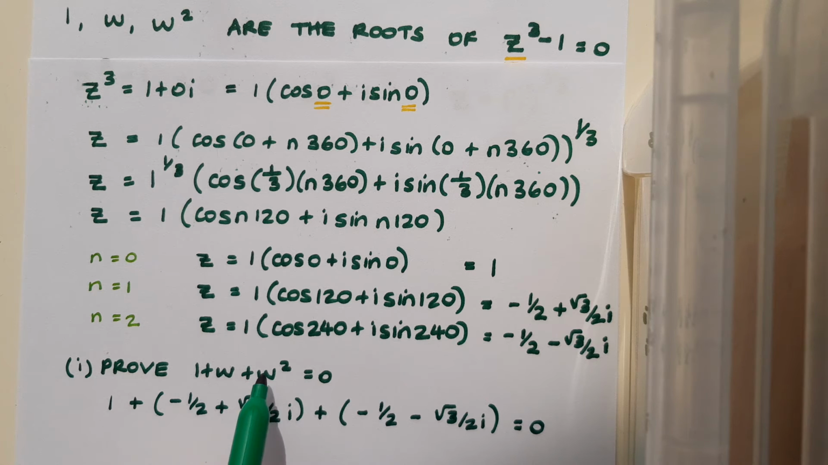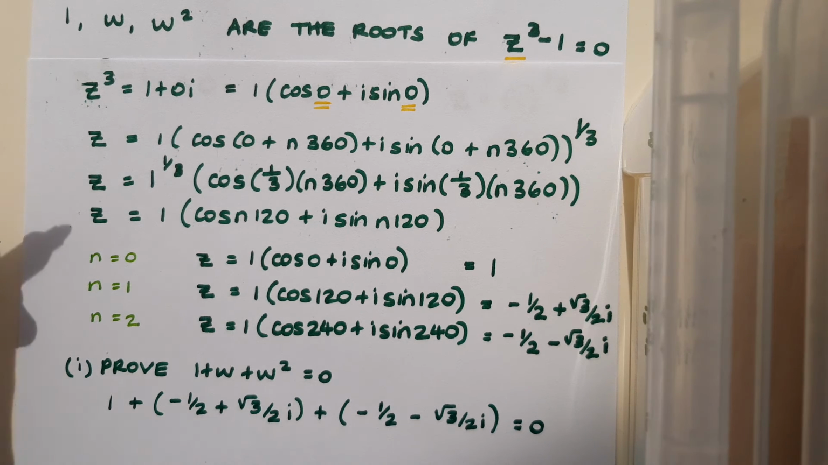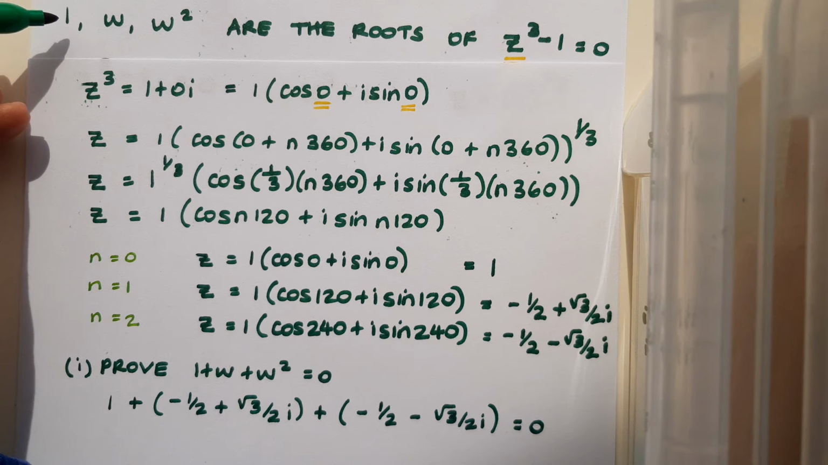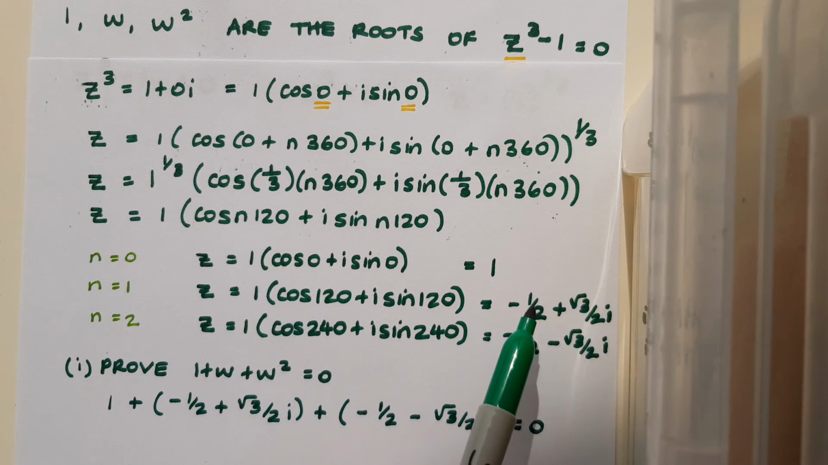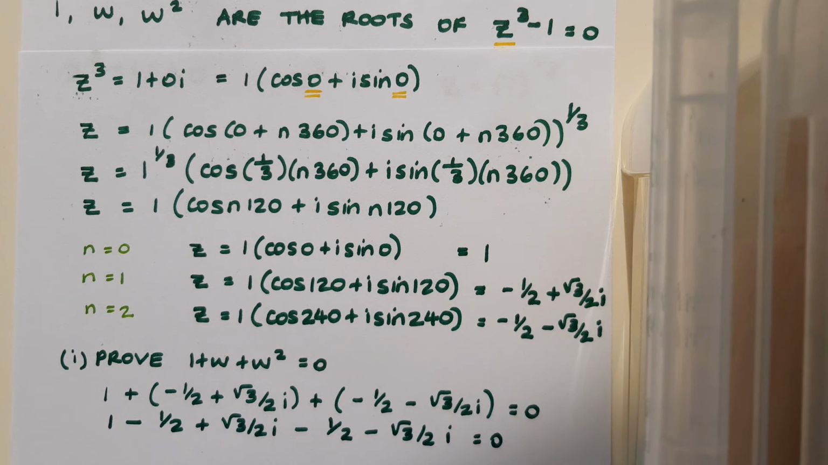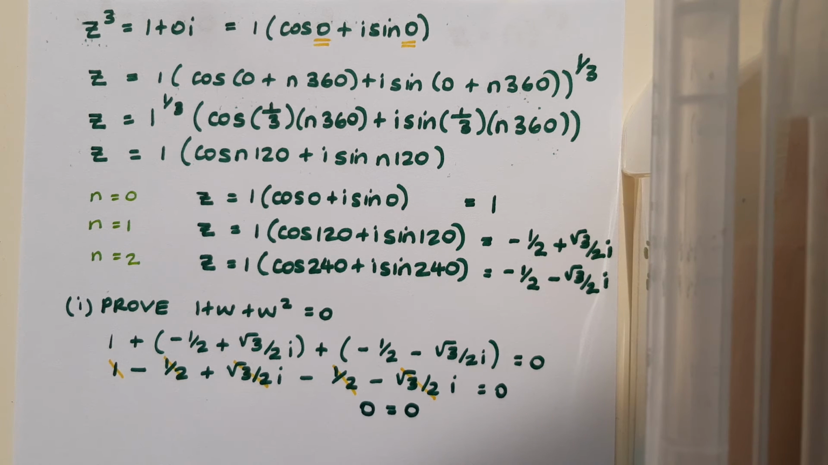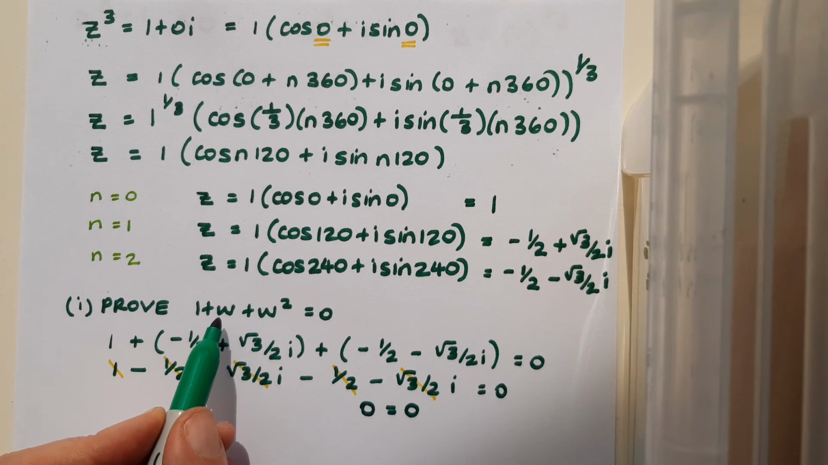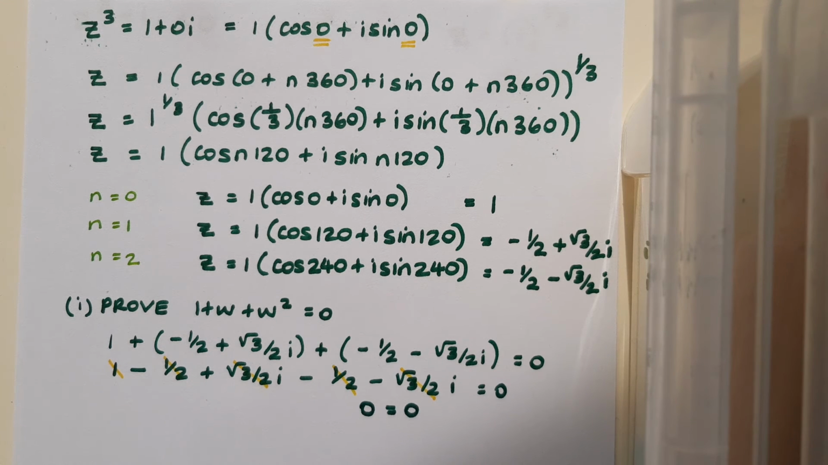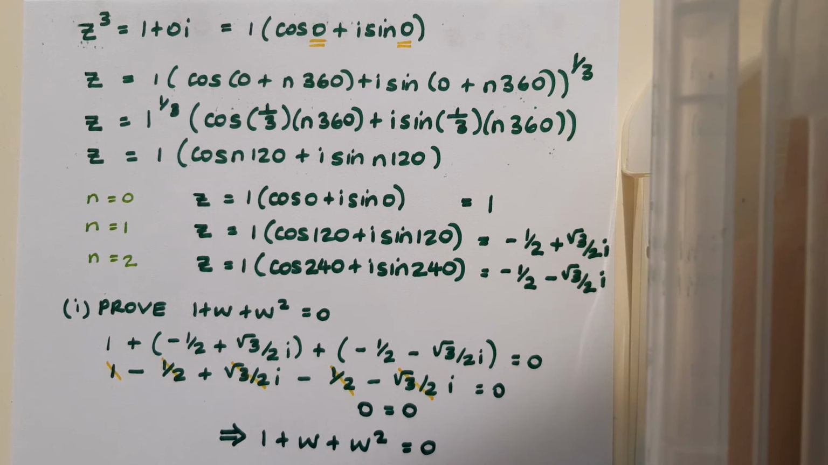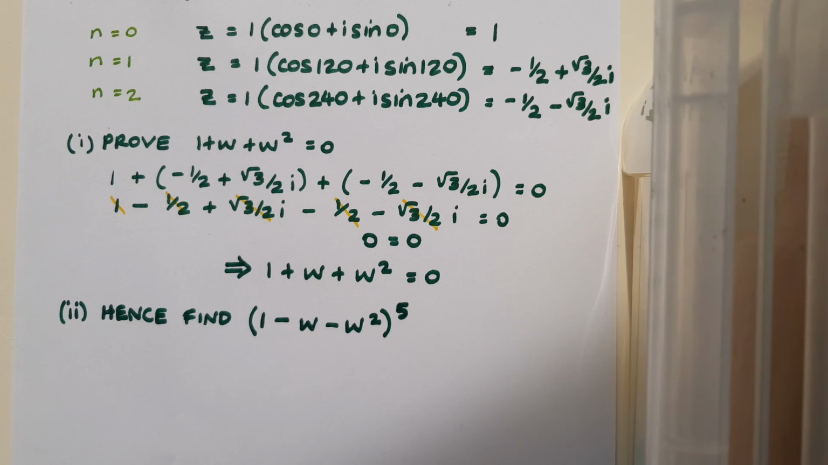Don't make the assumption that I need to actually square anything here to get w squared. They've told me in the question that the 3 roots are 1, w and w squared. So I know that w squared is already contained within this set of solutions, so there's no need to go squaring to get that. So just getting rid of the brackets and having a look at the resulting terms, I can see that 1 minus a half minus a half is 0, and plus root 3 over 2 minus root 3 over 2 is 0. So I end up with the result of 0 equals 0. I was asked to prove that 1 plus w plus w squared equals 0, so I'd like to conclude by stating that. So this implies 1 plus w plus w squared equals 0, and that's the end of part 1.